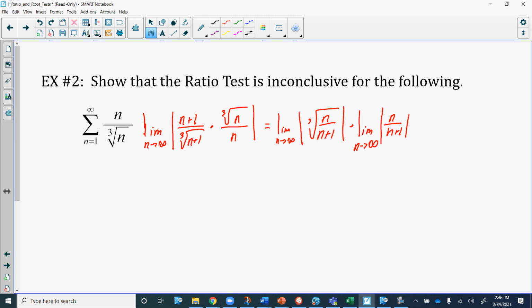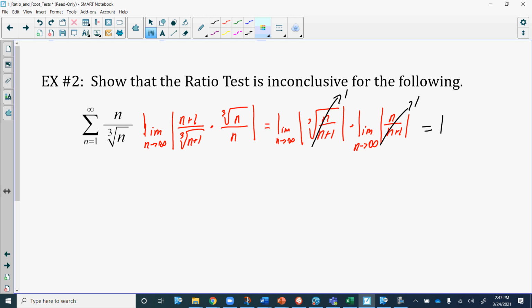Okay. The first one, the cube root of n over n plus 1, as n goes towards infinity. Technically I really should be using L'Hopital's rule, because we're going to wind up with an infinity over an infinity under the radical, and for the n over n plus 1 ratio, we're also going to wind up with infinity over infinity, which are indeterminate forms. But at this point we can recognize that this is going to go to 1, this is going to go to 1, so the limit of 1 times 1 is just equal to 1.